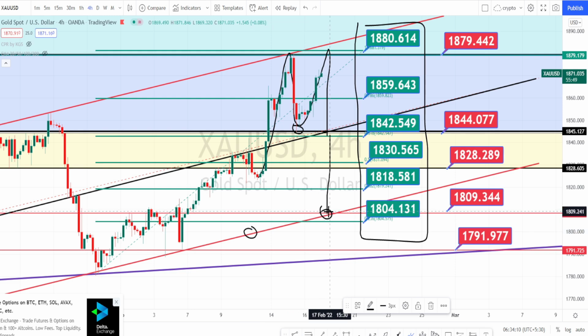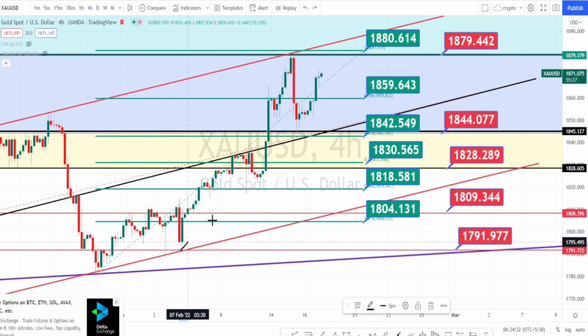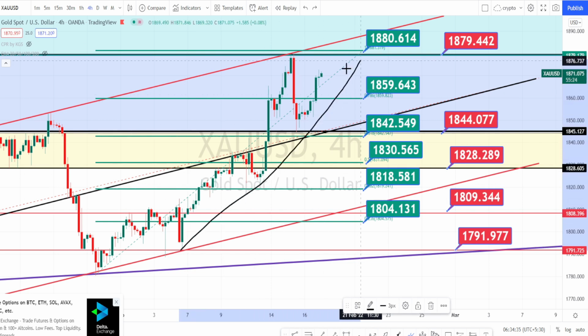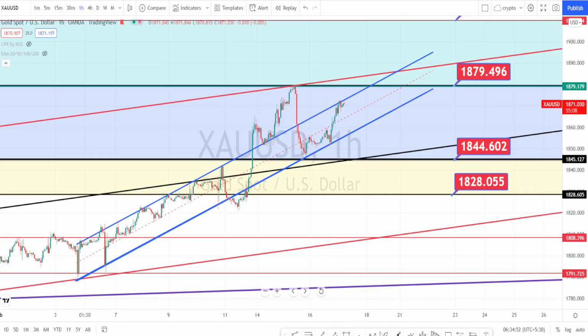Only when the price action breaks this support line, we can expect the next level of support to be around 1791. But for now the price action is in a very nice bullish trend. Let us do the analysis in hourly time frame. I am in hourly time frame now.